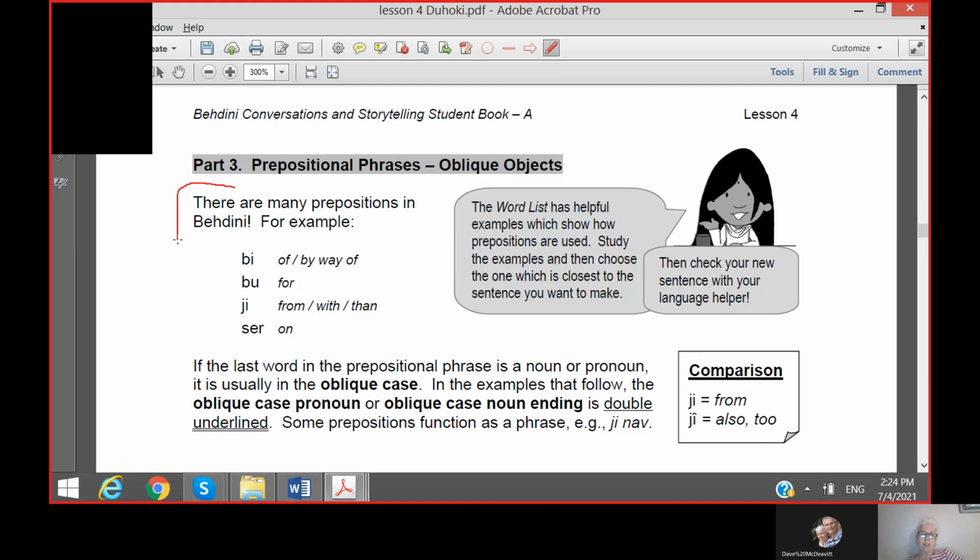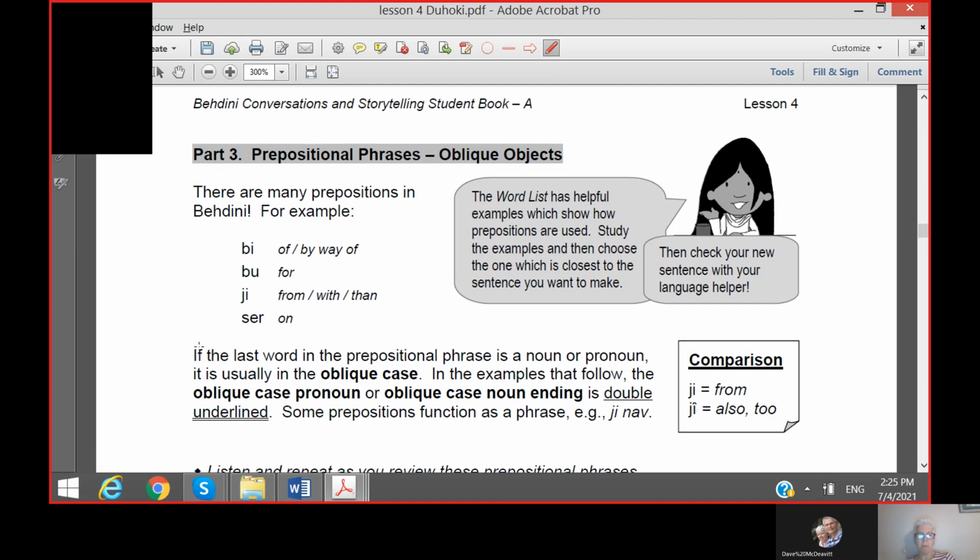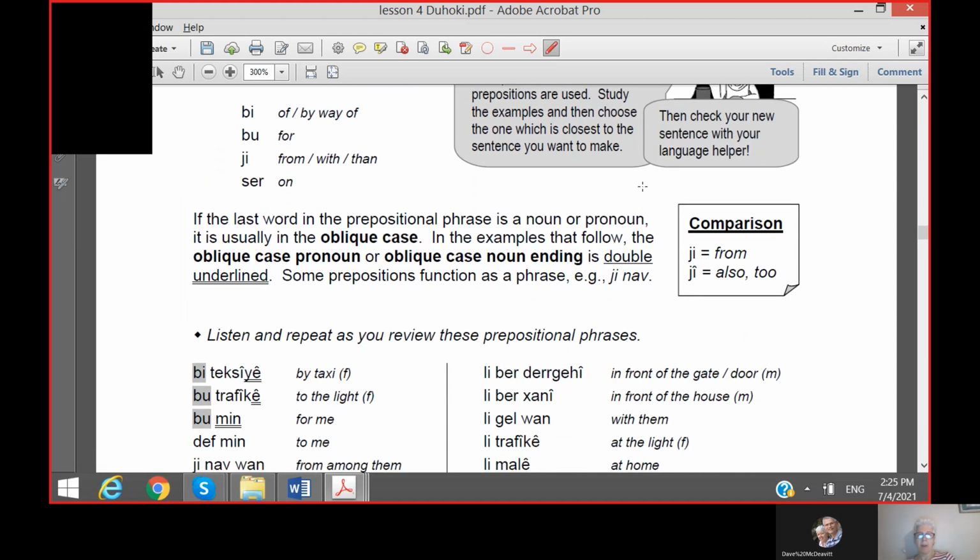There are many prepositions in Behdini. Here are just a few of them. B or if, which means of or by way of. Bu, which means for. Je, which means from or with or than. Ser, which means on. One little comparison here. Je means from. G with an I with a hat means also or too.